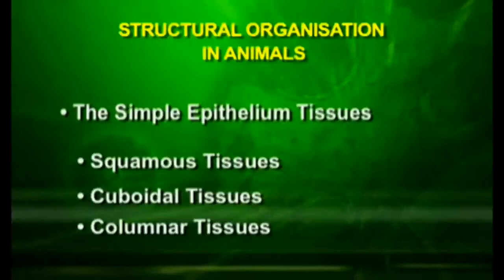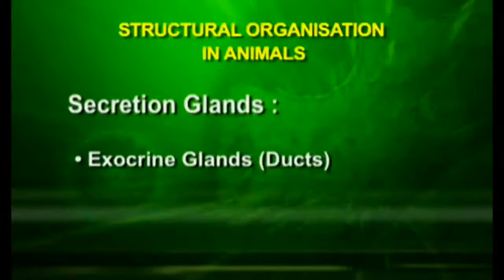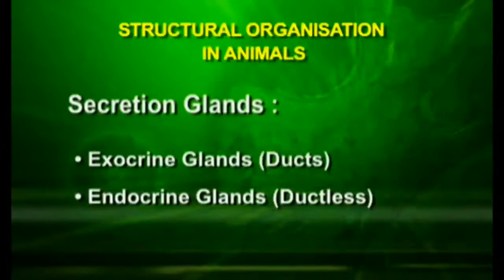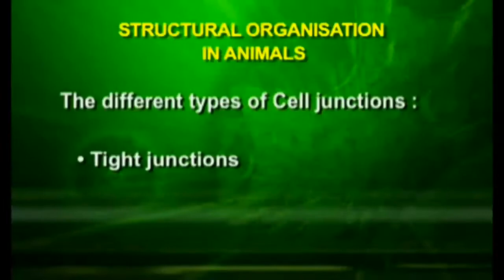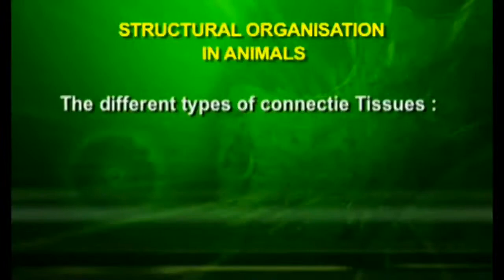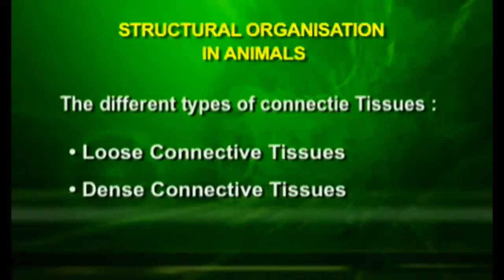We also studied the secretory glands, which are very important: the exocrine glands, which have ducts, and the endocrine glands, which are known as the ductless glands. The different types of cell junctions: the tight junctions, the adhering junctions, and the gap junctions. Different types of connective tissues: the loose connective tissues, the dense connective tissue, and the specialized connective tissues.